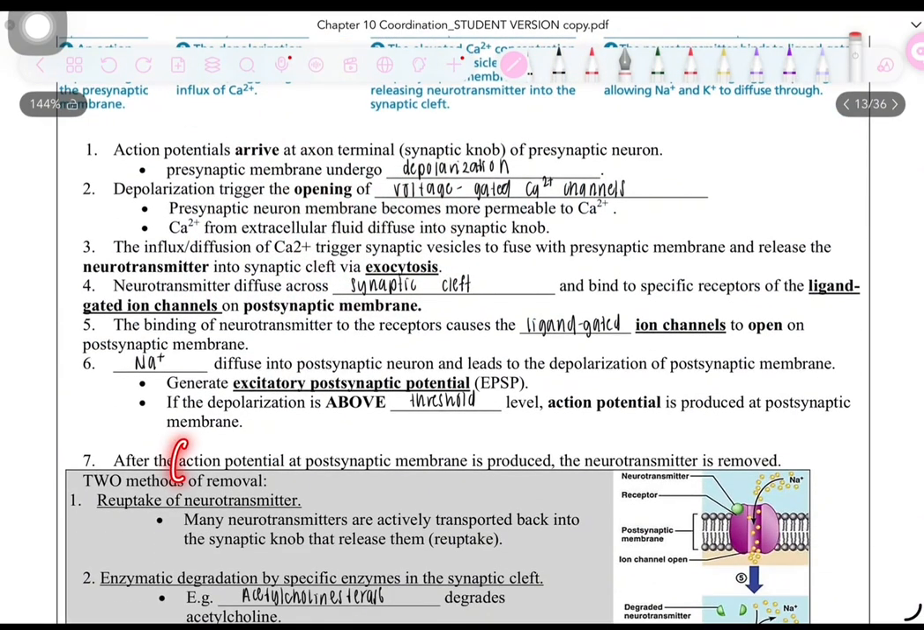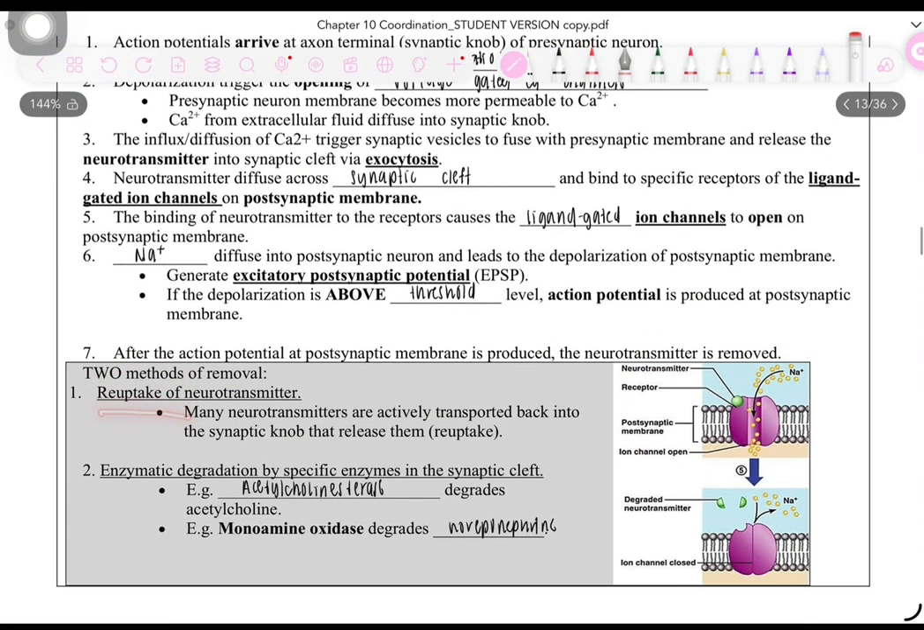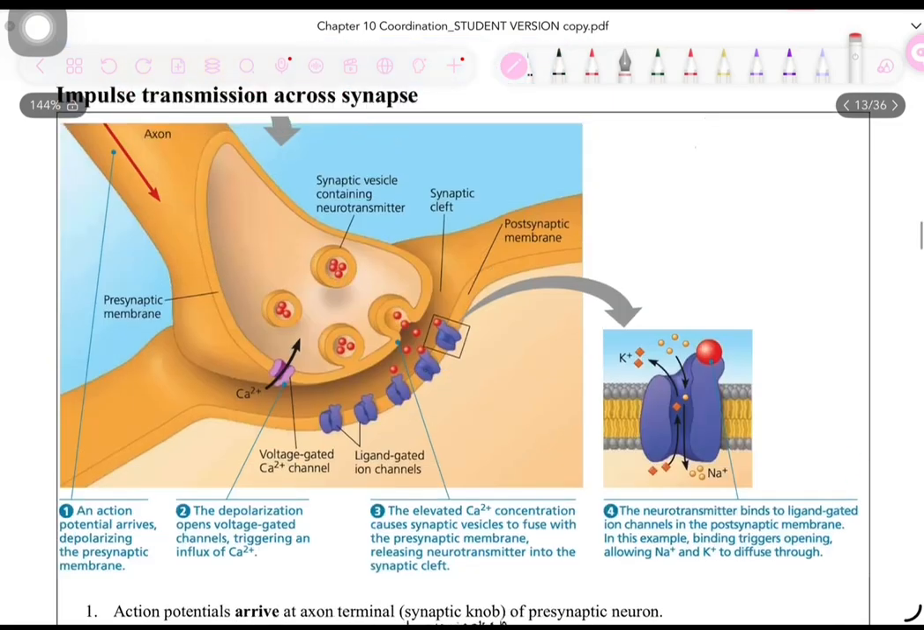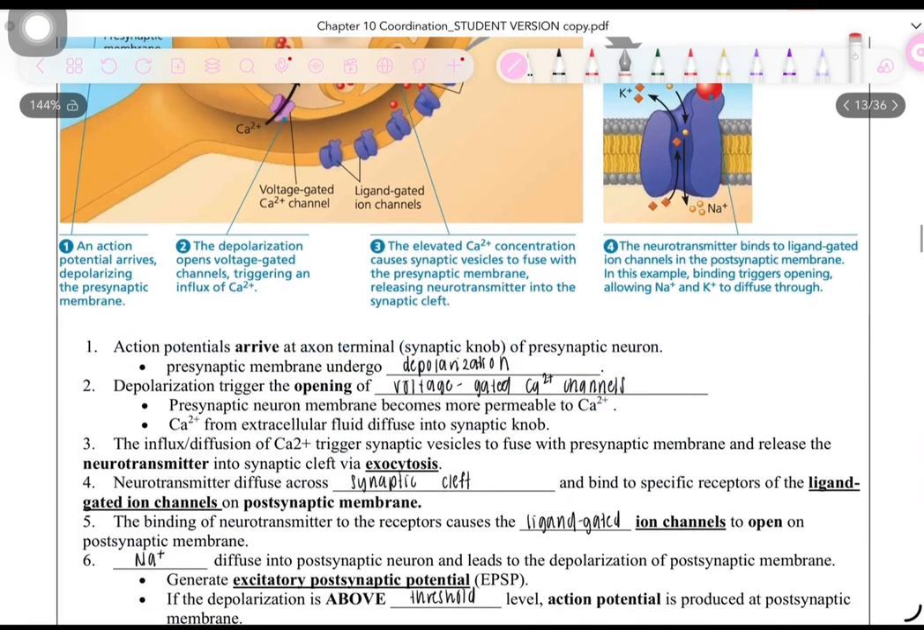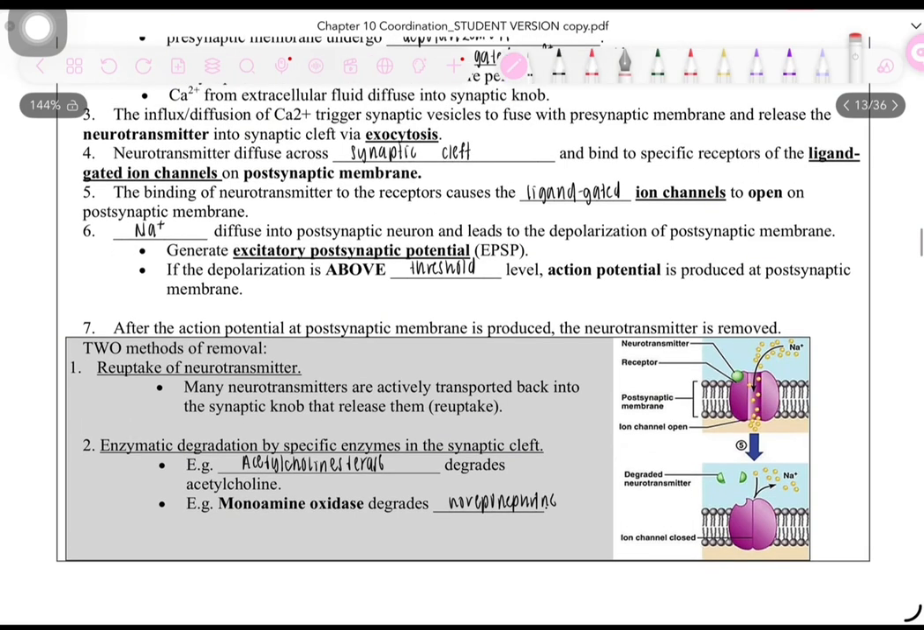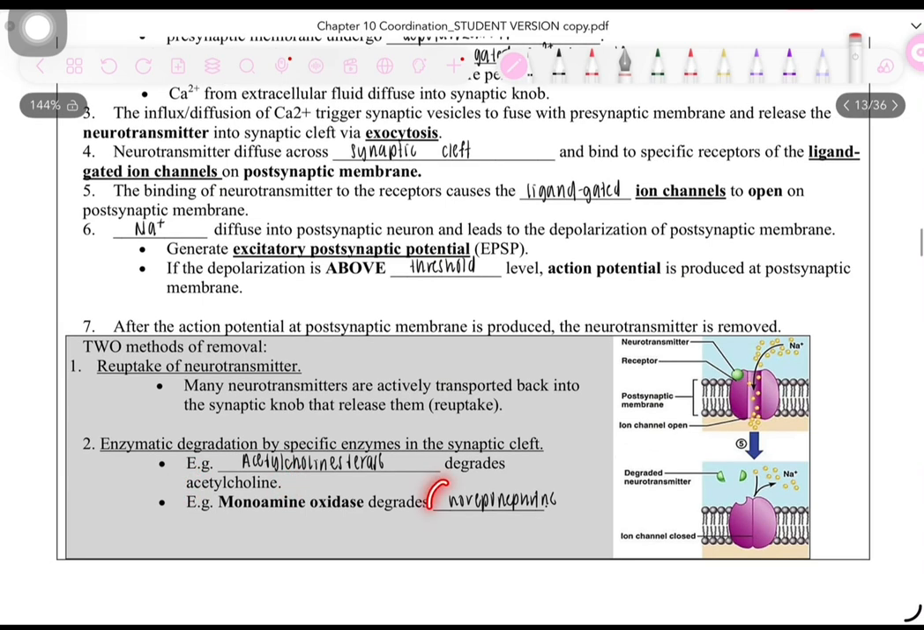After the action potential at the postsynaptic membrane is produced, the neurotransmitter is then removed. There are two ways to remove it. Firstly, it's very simple: the neurotransmitter is actively transported back into the synaptic knob that released it. Basically the neurotransmitter goes back inside here via active transport. The second method is enzymatic degradation by specific enzymes in the synaptic cleft. For example, acetylcholinesterase degrades acetylcholine, and monoamine oxidase degrades norepinephrine.